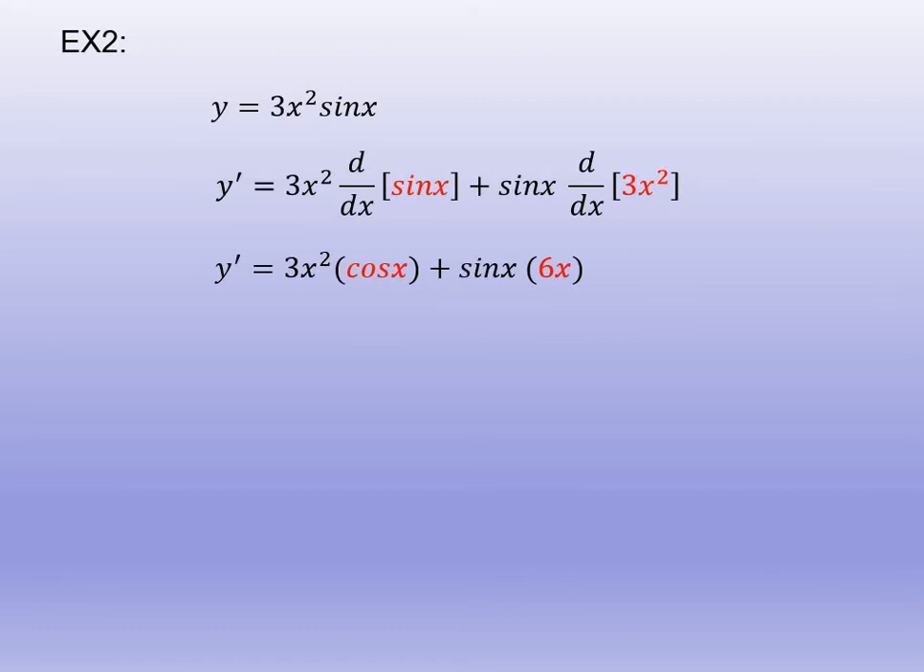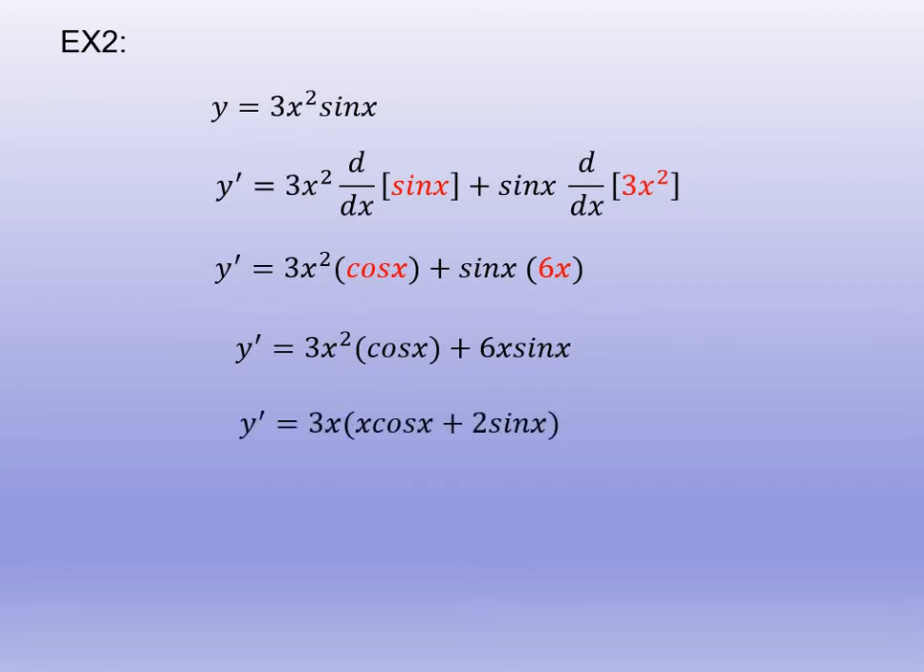So when we do that, we're going to get 3x squared times the derivative of sine of x, which is cosine of x, plus sine of x times the derivative of 3x squared, which is 6x. Okay. Then we rewrite the function. I always write the multipliers to the trig function in front. So all I did here is really just rewrite it. So it's 3x squared times cosine of x plus 6x sine of x. And then we want to simplify this down, so we can factor a 3x out of both terms. When we factor out a 3x, we're left with 3x times the quantity of x cosine of x plus 2 sine of x.